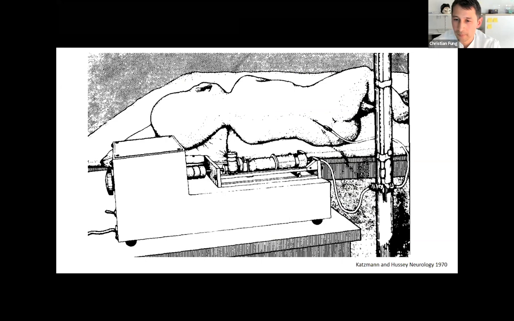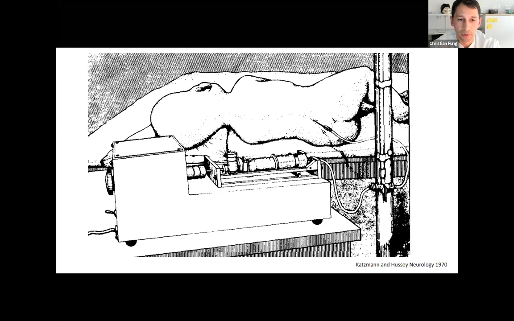A second tool that we applied to those patients are lumbar infusion tests. And as you might know, of course, lumbar infusion tests have been introduced in the 1970s by Katzman and Hussey, primarily for the diagnostic work of hydrocephalic states. So we took this diagnostic tool and applied it to patients that are at the other end of the CSF disorder, being patients with spontaneous intracranial hypotension.